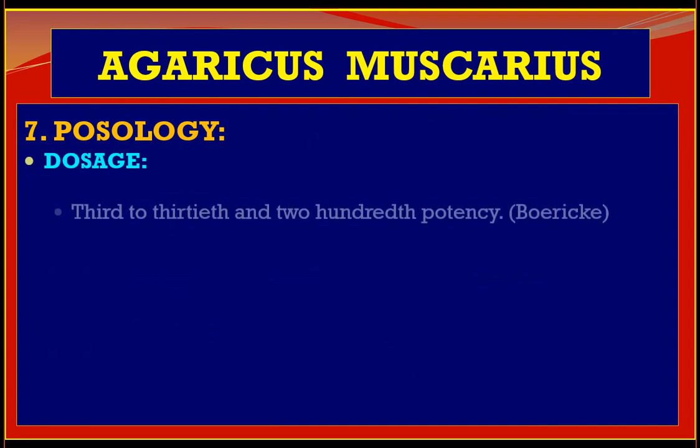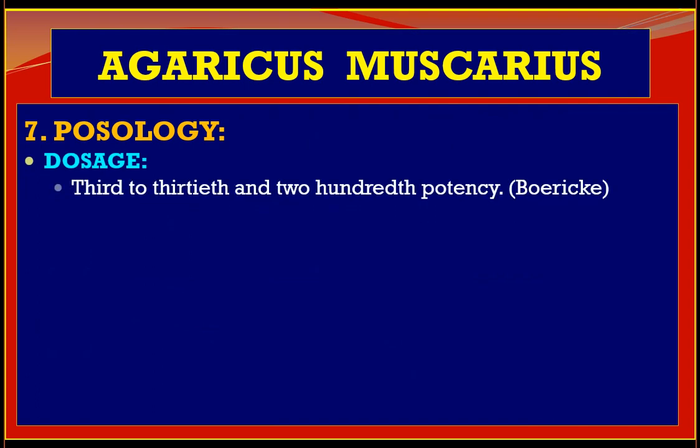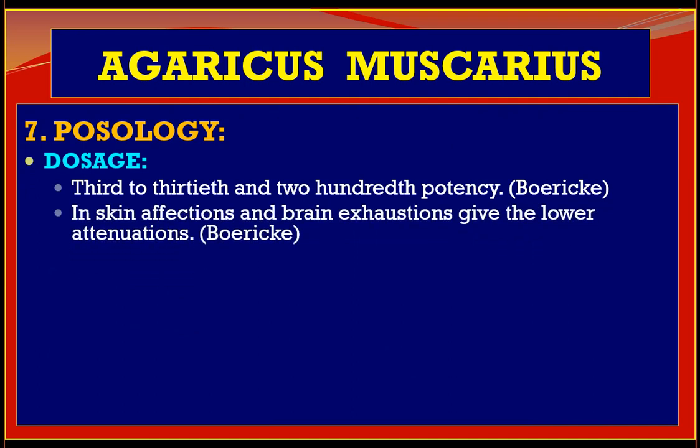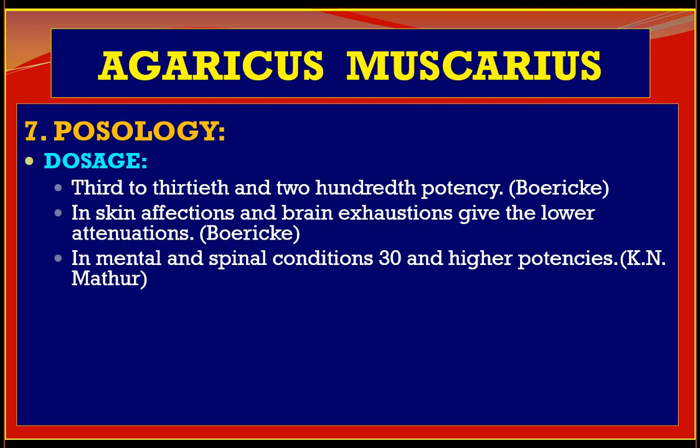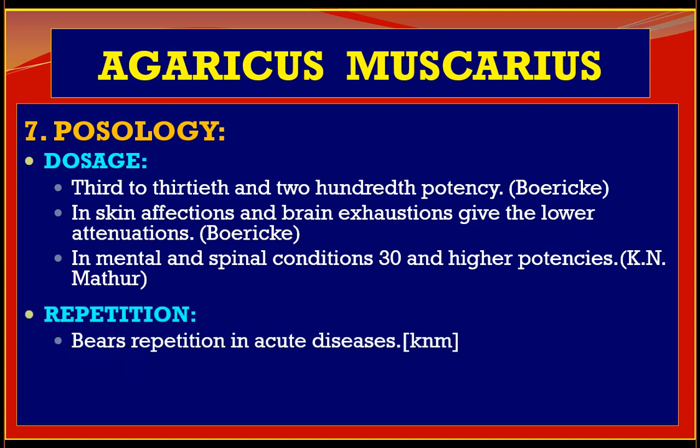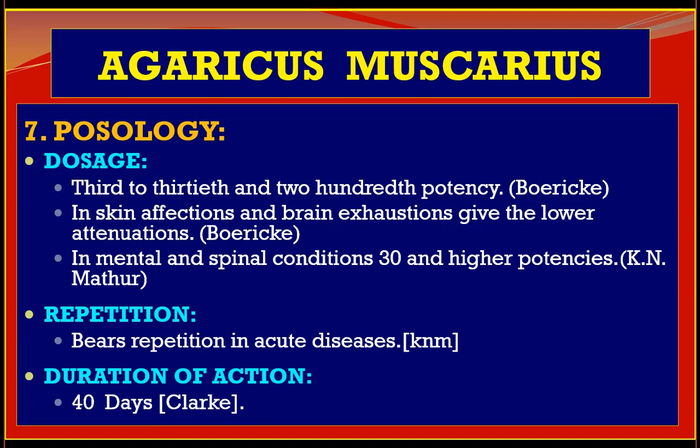Posology: doses from 3rd to 30th and 200th potency are suggested by Boericke. In skin affections and brain exhaustion, the lower attenuation is much better according to Boericke. And in mental and spinal conditions, 30 and higher potencies are suggested by K.N. Mathur. Repetition: it bears repetition in acute diseases, and the duration of action is 40 days according to Clarke.